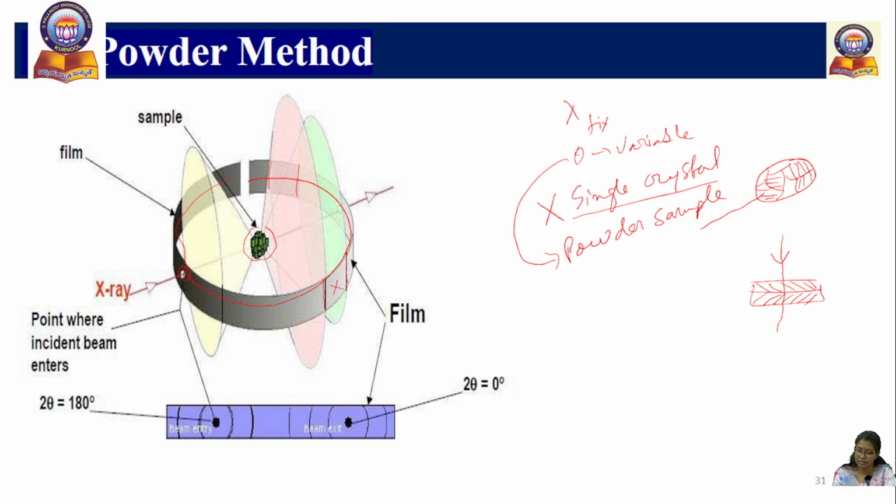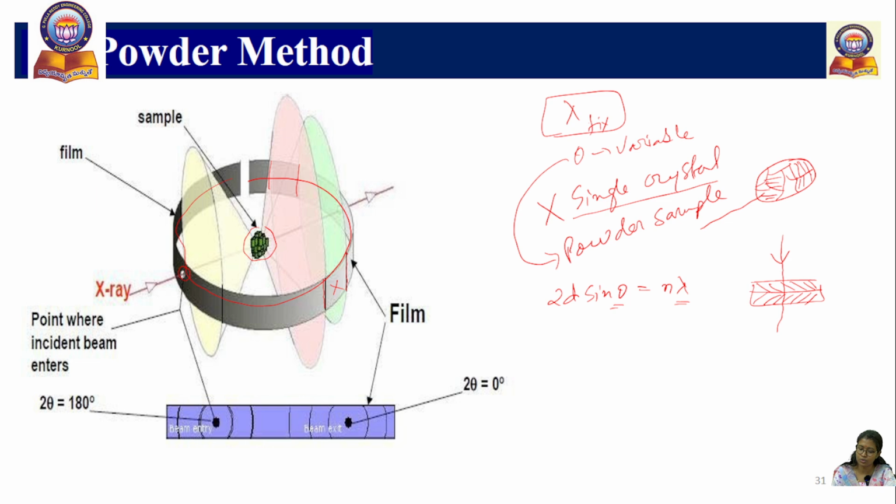Now the point is, here also we will be using the same Bragg's law, that is 2d sin theta equals n lambda, and how are we going to find this theta and how are we going to know this n or lambda, all these things. So here lambda is fixed, as I said. Only in the Laue method we use white X-ray where lambda is variable, but here lambda is fixed.